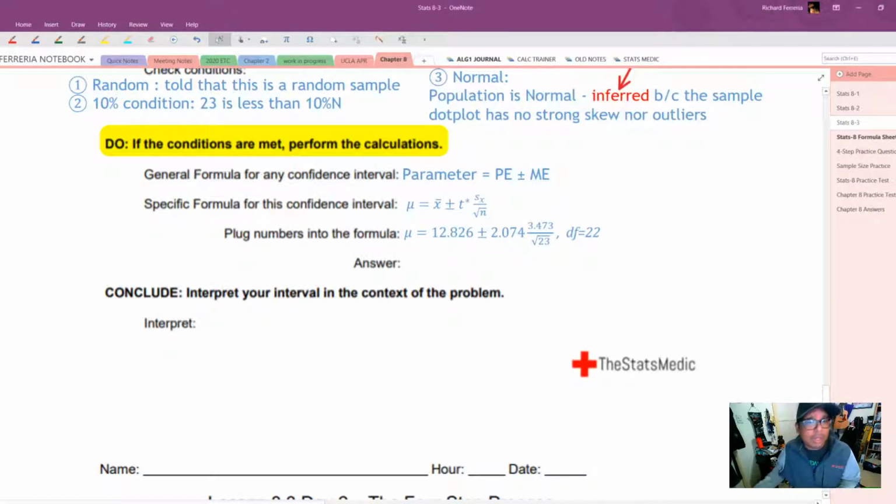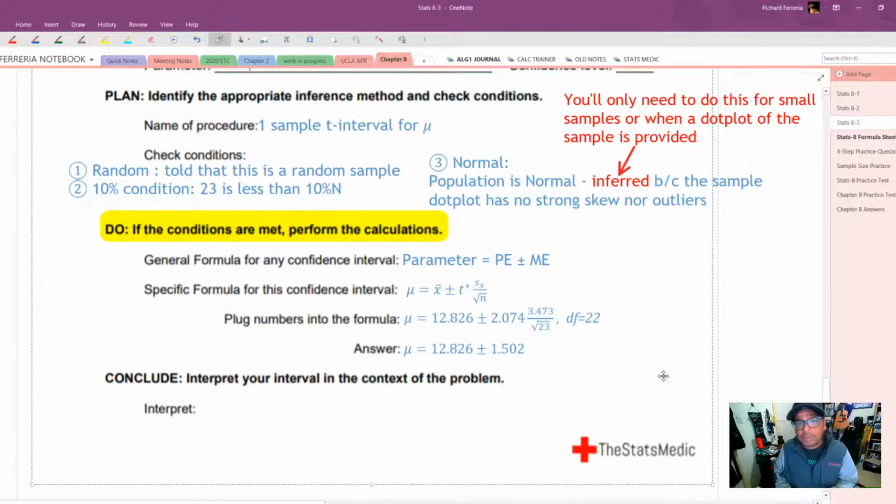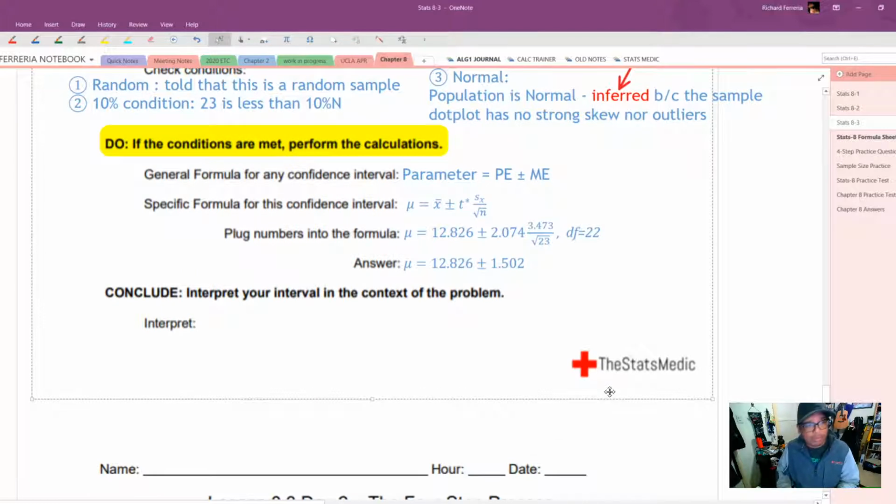One additional thing that you're going to want to write here is that you calculated the degree of freedom to be 22. That's going to be kind of important so that the critical value doesn't look like it materialized out of thin air. Okay, crunching all those numbers together gives me a mu equal to 12.826 plus or minus 1.502. And the last thing we need to do here is conclude.